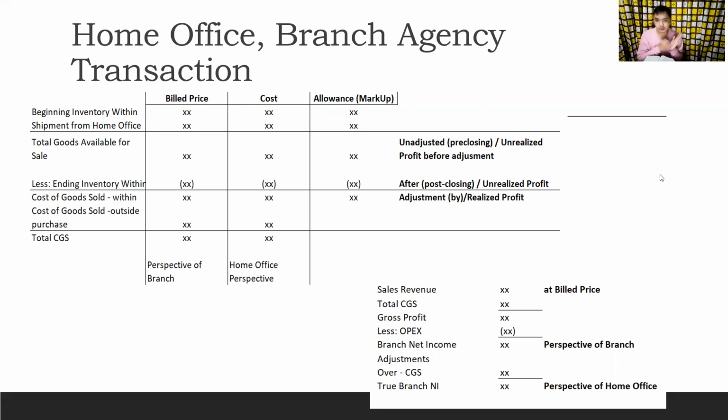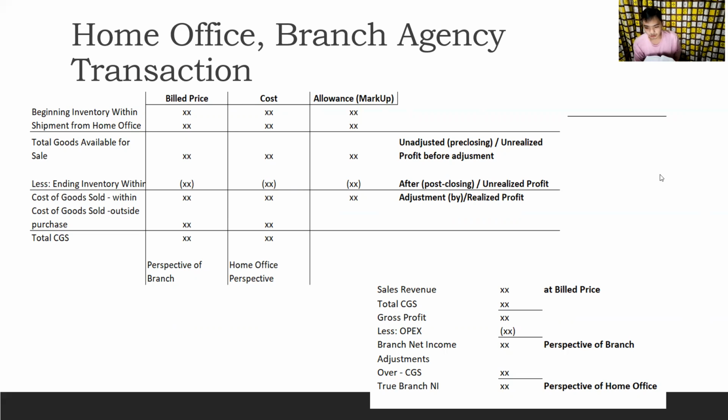Adjusted to is different from adjusted by. The adjusted by is the cost of goods sold within. From the total, this is the ending inventory within and allowance for markup. So you will get the cost of goods sold within plus the cost of goods sold outside purchase. You have the total cost of goods sold. Proceed to the formulas down. Sales revenue is at billing price minus total cost of goods sold over gross profit less OPEX. So you will get the branch net income.